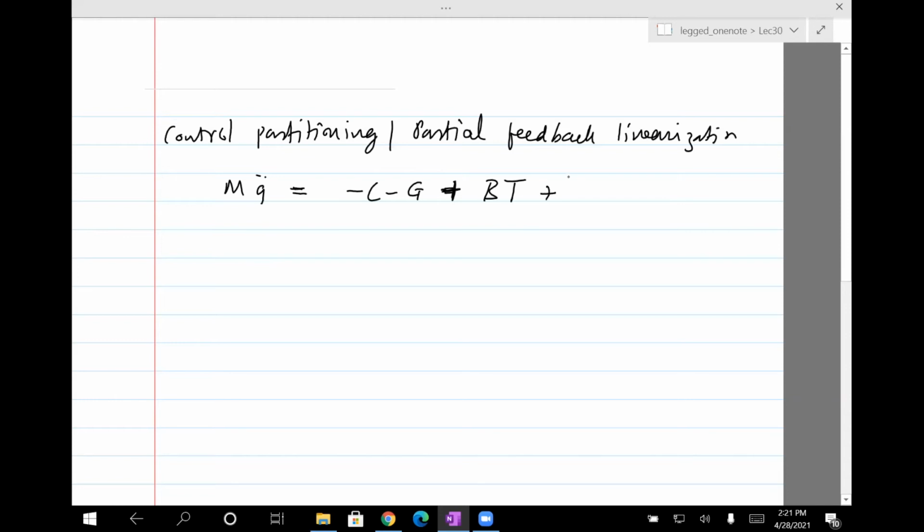Plus J transpose P, right? And then we have J Q double dot equals 0, sorry, minus J dot Q dot. Okay, so far we've not really seen this case where we develop a feedback controller for the case where there's a force.